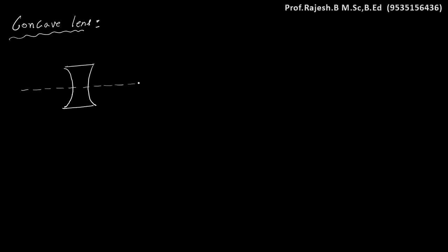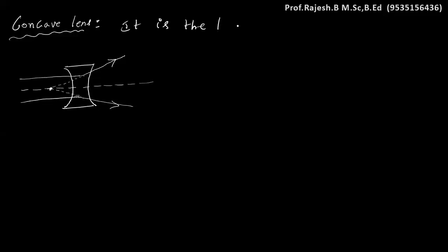Because when the light comes parallel to the principal axis like this, it actually diverges. The light gets diverged, but it appears to meet in front of the lens. So in this kind of lens, we get virtual images.